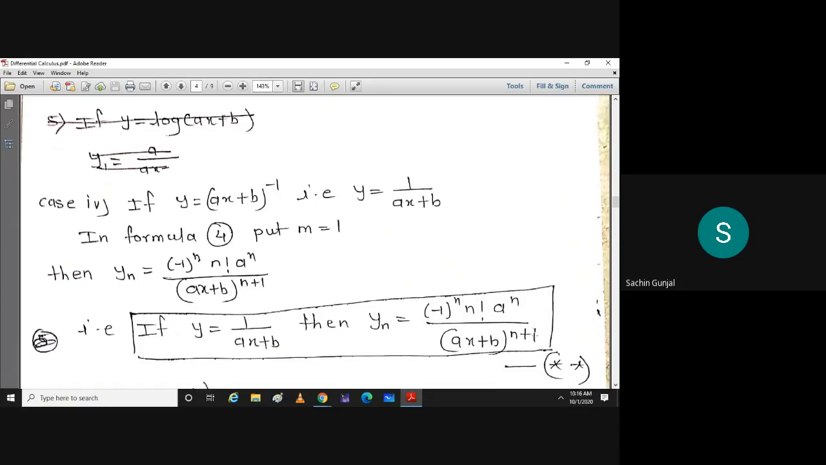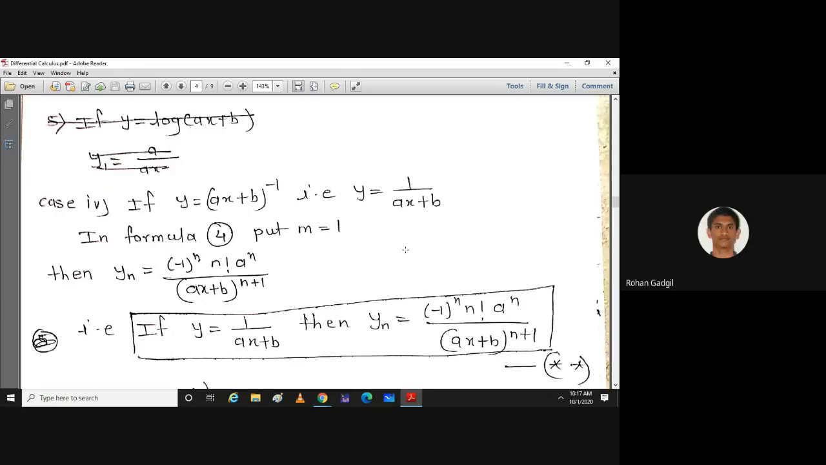All right. Now, when will this 1 upon ax plus b be useful? That is the question. Now, if I ask you, what is the nth derivative of 1 upon x square plus 3x plus 2?